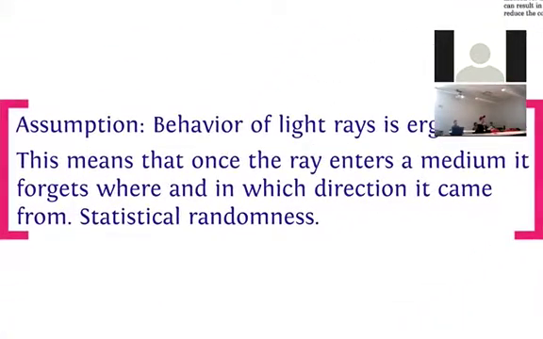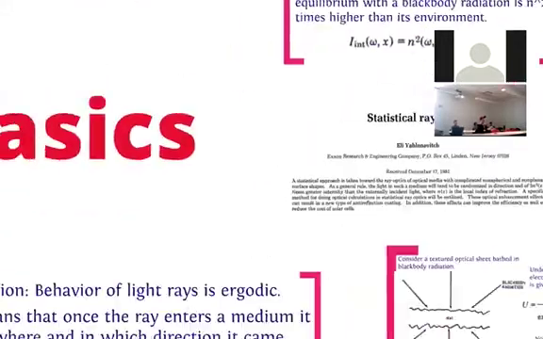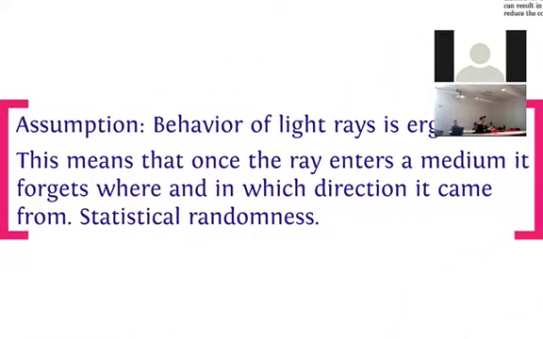So moving on. That's a very fundamental thing that we're going to use, so keep that in mind. The next thing we're going to use is an assumption called an ergodic assumption, which basically refers to the behavior of light rays when they are random. This means that once the ray enters a medium, it forgets where and in which direction it came from. Essentially, it's referencing statistical randomness, and this will become obvious soon.